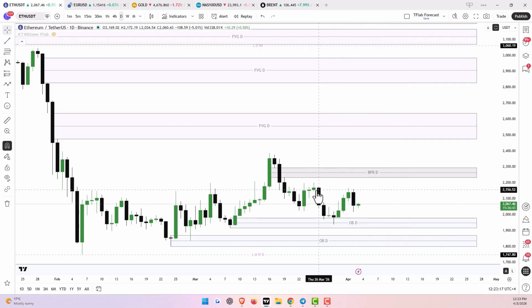Last week, we saw Ethereum's price drop into the daily order block zone. After reacting to this area as risk appetite returned to financial markets, we witnessed Ethereum's price rise at the start of the week.